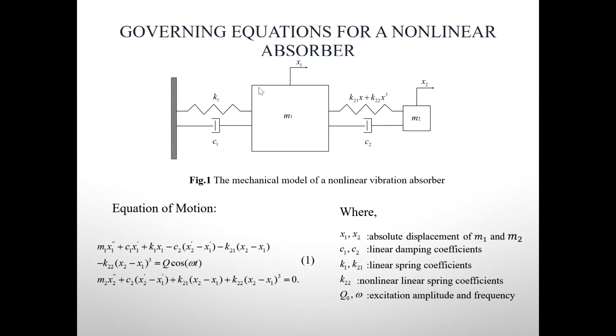This is the mechanical model of a nonlinear vibration observer. M1 is the main structure. M2 is a nonlinear vibration observer. The governing equation of the nonlinear vibration observer can be written as equation 1. The structure can be modeled as a linear spring and a damper with coefficients K1 and C1. C2 times (x2 prime minus x1 prime), K21 multiplied by (x2 minus x1), and plus K22 multiplied by (x2 minus x1) cubed are the linear damping force and the nonlinear spring force from the nonlinear observer respectively. Omega is the driving frequency, and the operator prime represents the derivative with respect to time.